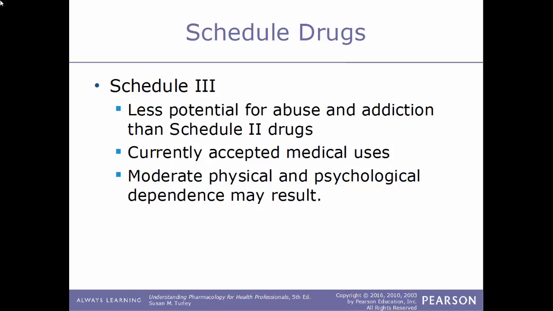Schedule 3, these have less potential for abuse and addiction than Schedule 2. There are currently accepted medical uses for this class, and there may be a moderate physical or psychological dependence that may result from this class of drugs. Some examples here would include testosterone, anabolic steroids, ketamine, codeine.